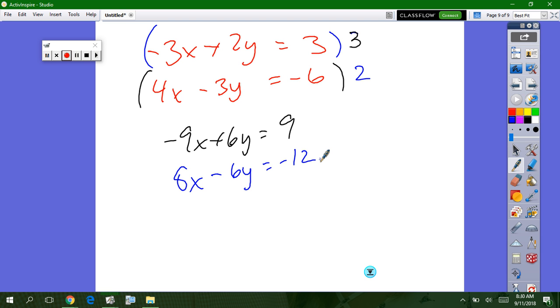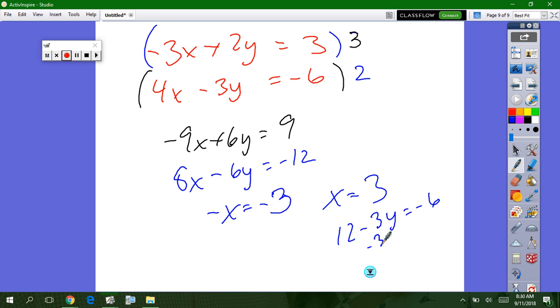So when I add those rows, now can I eliminate a variable? Yes. And then once again, I'd go plug it back in, one of those. I'll do the bottom one. So the coordinate is 3, 6.